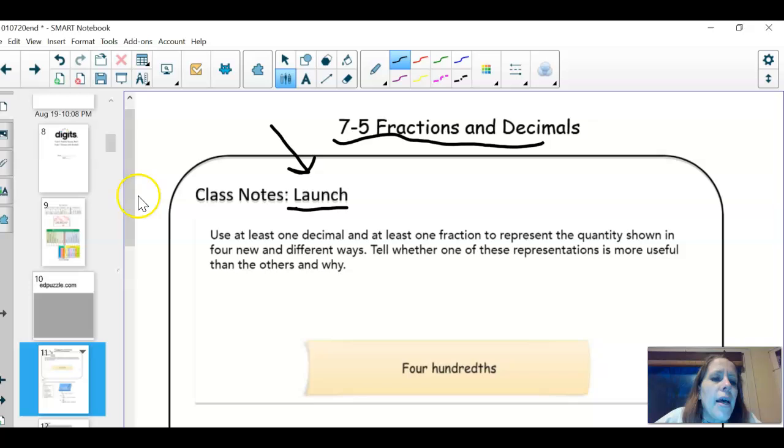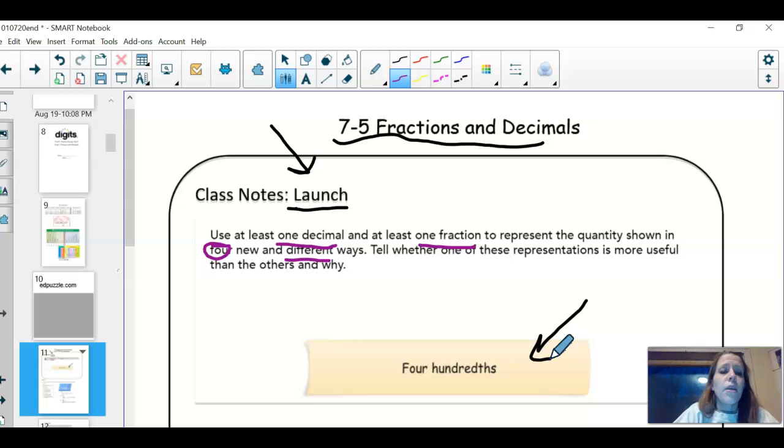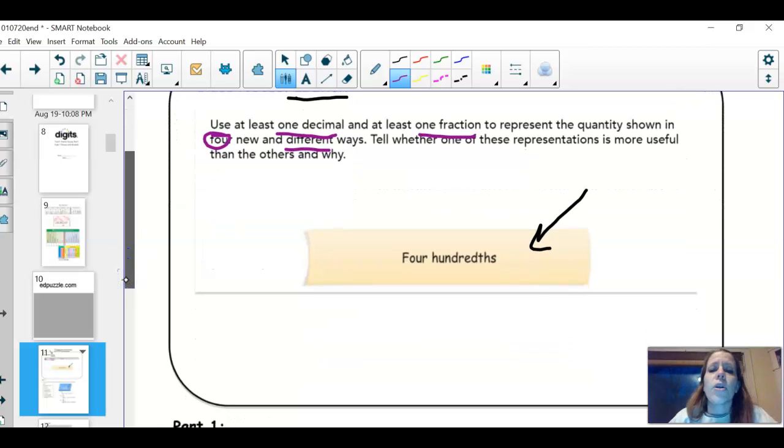So let's go ahead and look at the lunch. It says use, necesitas usar, at least one decimal, un decimal, and una fracción to represent the quantity shown in 4 different ways. Okay, tú necesitas escribir en 4 diferentes maneras. You need to write this number in 4 different ways. So let's go ahead and I want you to try that.